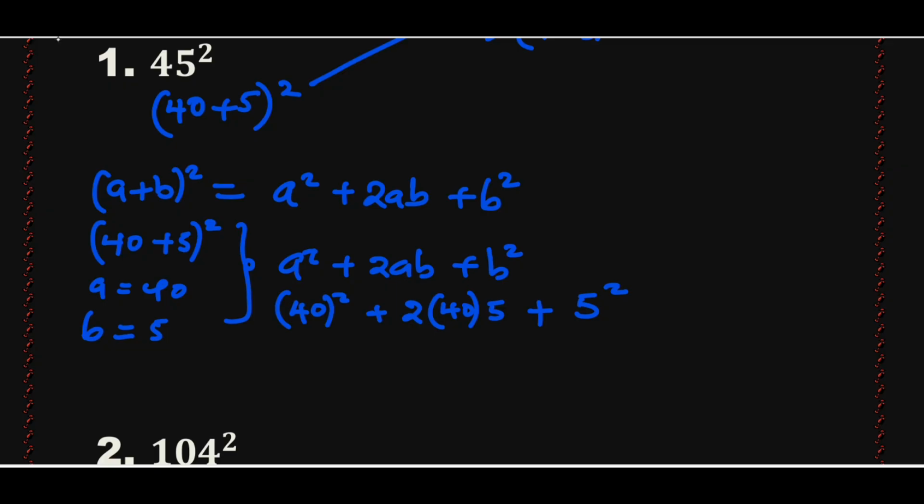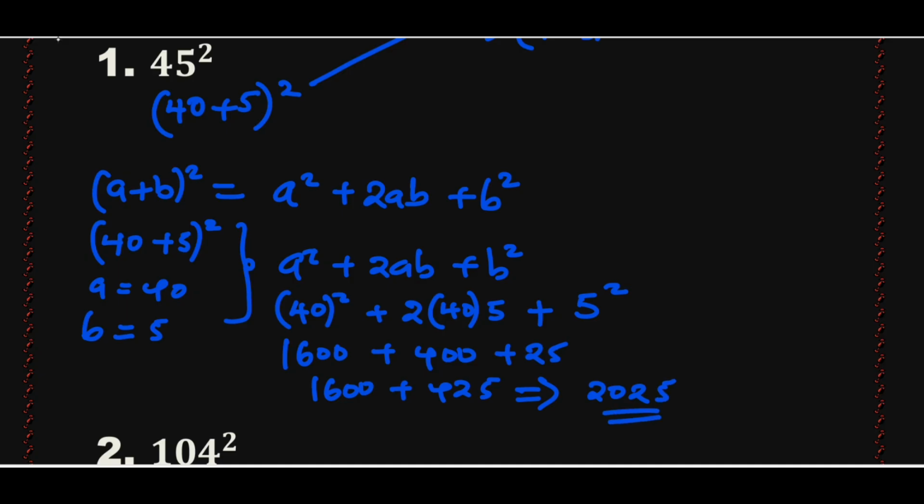Let us work out. 40 squared is 1600 plus 40 by 5 is 200, 200 by 2 is 400, plus 5 squared is 25. If you add this, it gives you 1600 plus 425, and this goes to 2025. I want to believe that if you work out 45 squared, you get 2025 as the final answer.